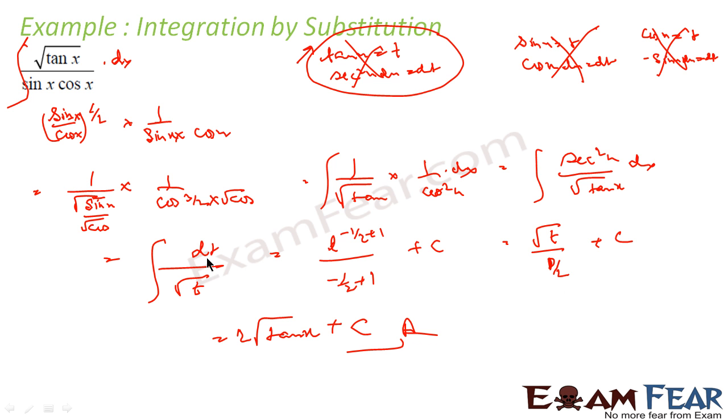So what we have seen here: when we tried initially using tan x equal to t, we were not able to use it. Then we simplified this a little bit, because tan x is sin x by cos x. We rearranged this and got this kind of equation. Here, if I put tan x equal to t, my equation is very simple, dx by root t. So this is one example where I can't directly put tan x equal to t, but I simplified this and then put tan x equal to t.